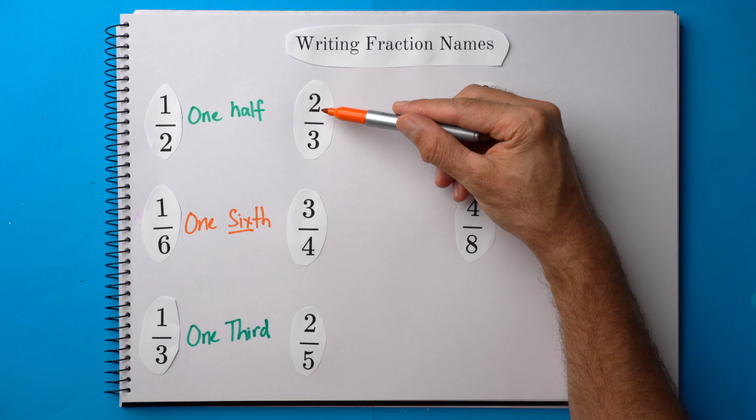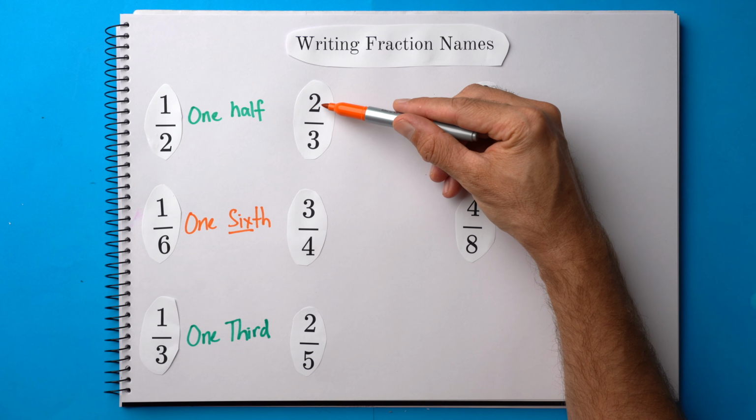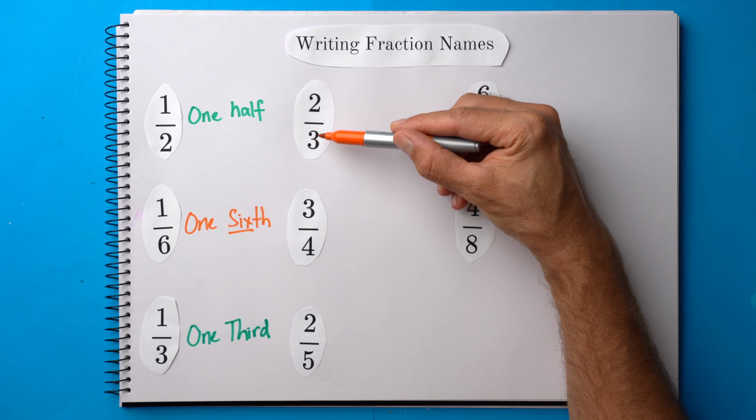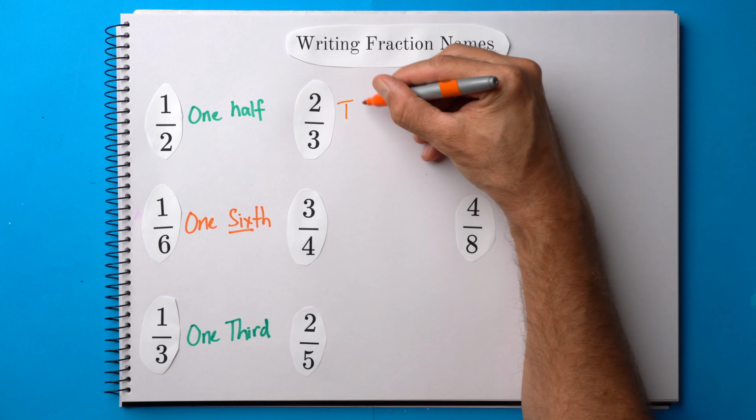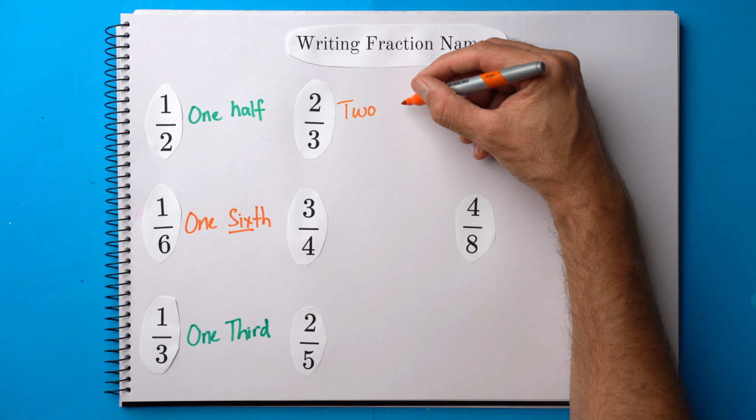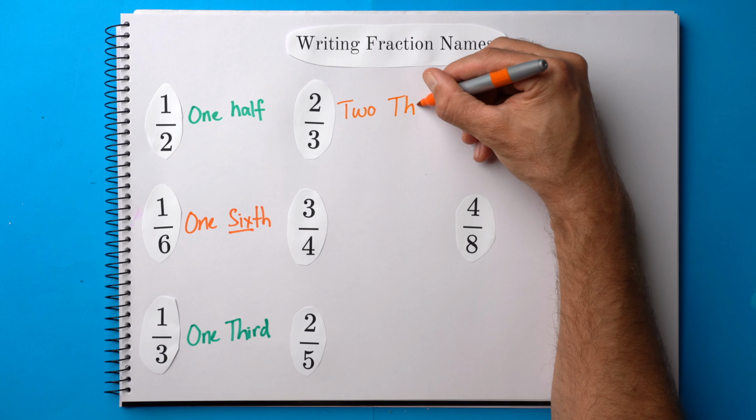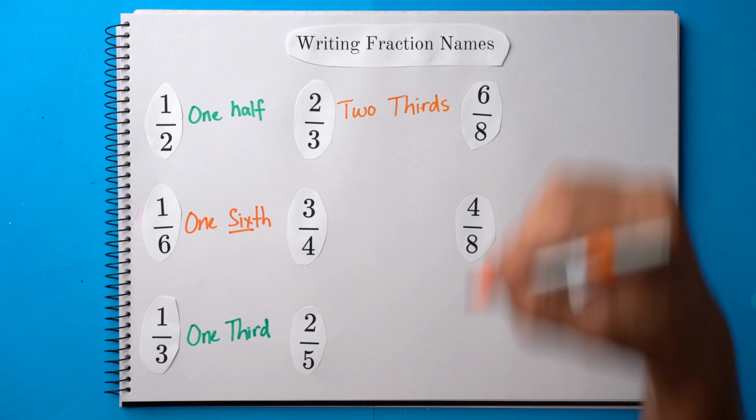And the next one's very similar. It's still thirds, but this time we've got 2 of them. So we say 2/3.